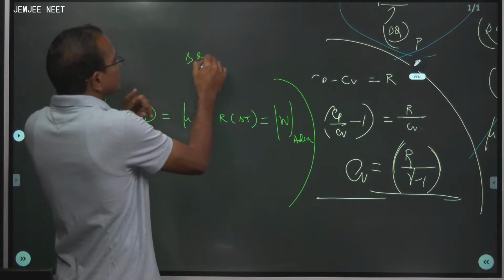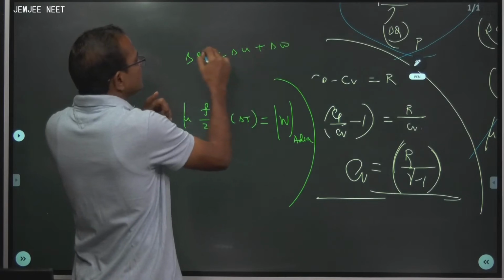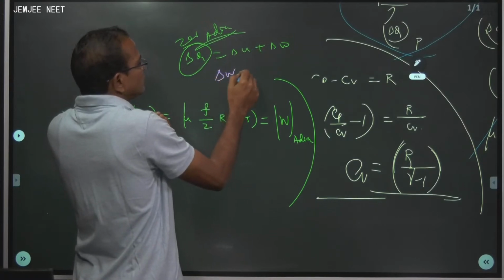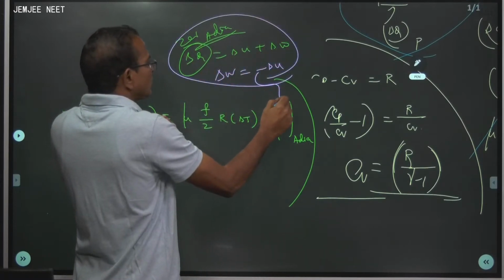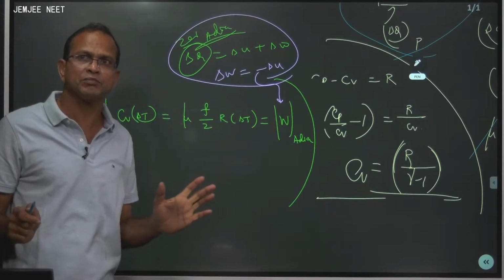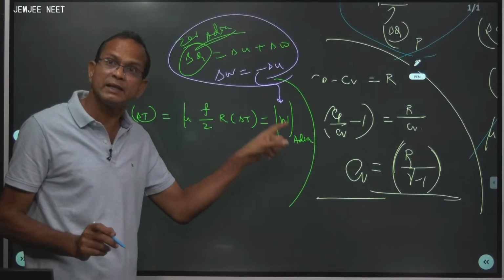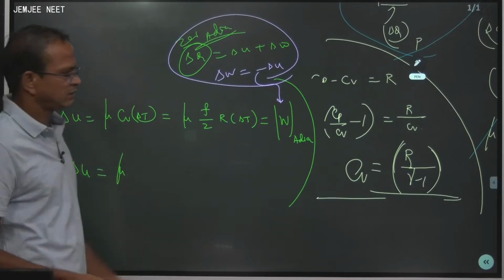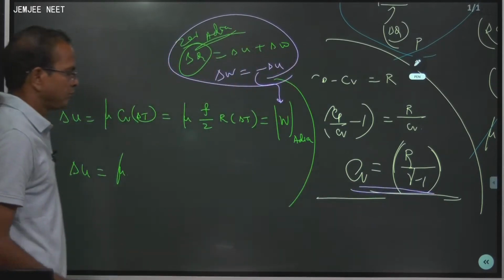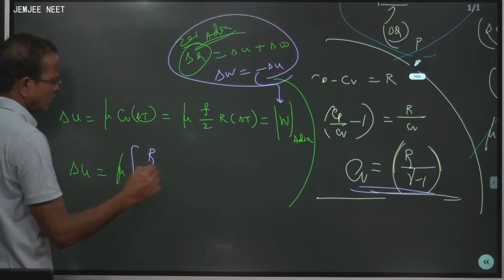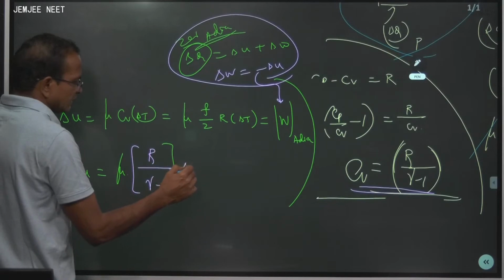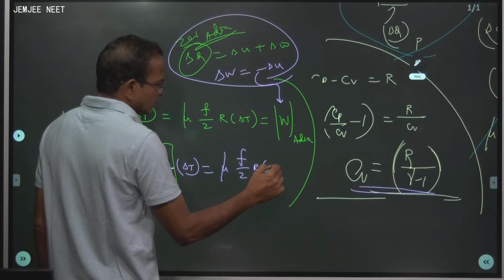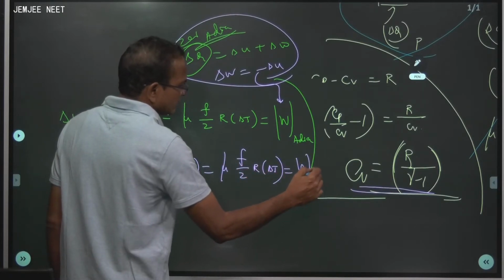In adiabatic, what is it? Delta Q is equal to delta U plus delta W. This is 0 in adiabatic. What's your work done? Come on. Minus delta U. So the modulus form of this readily gives you work done. You agree with me? In the case of adiabatic, not all the cases. So delta U is equal to mu, this is the magic, R divided by gamma minus 1 delta T, is equal to mu F by 2 R delta T, also given by work done in adiabatic.